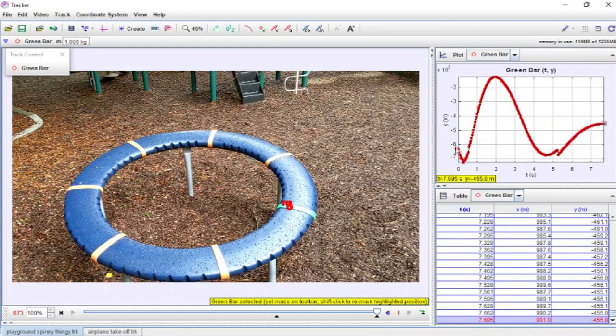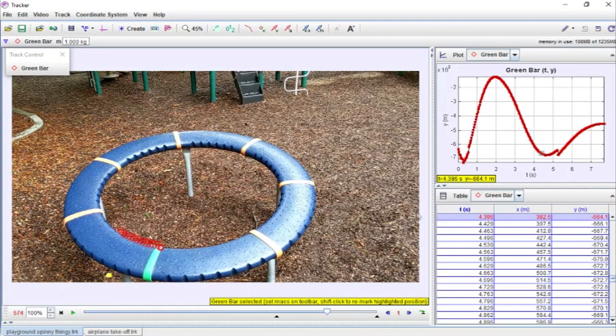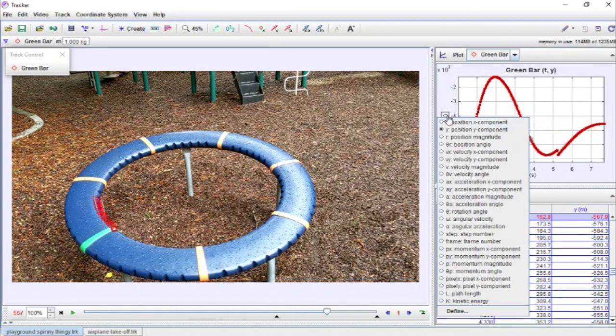I can look at the Y position. So this is how far vertically it goes. It's going to have a similar graph. It just starts at a different point. But what I want to use this to show you is some of these other variables that you can look at.